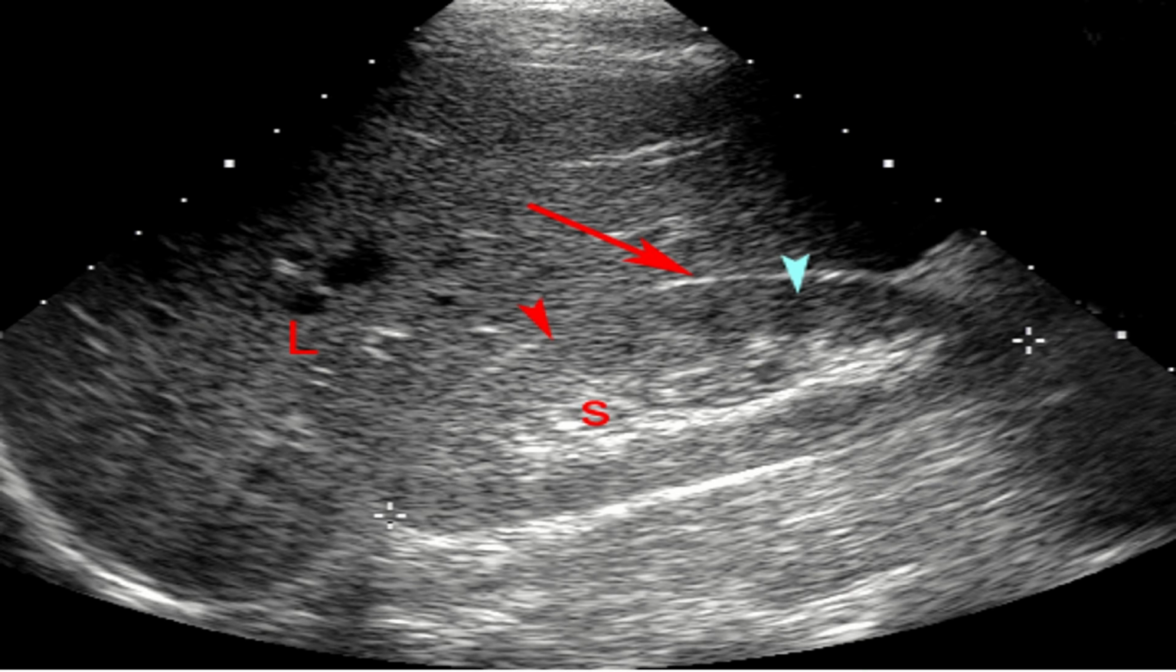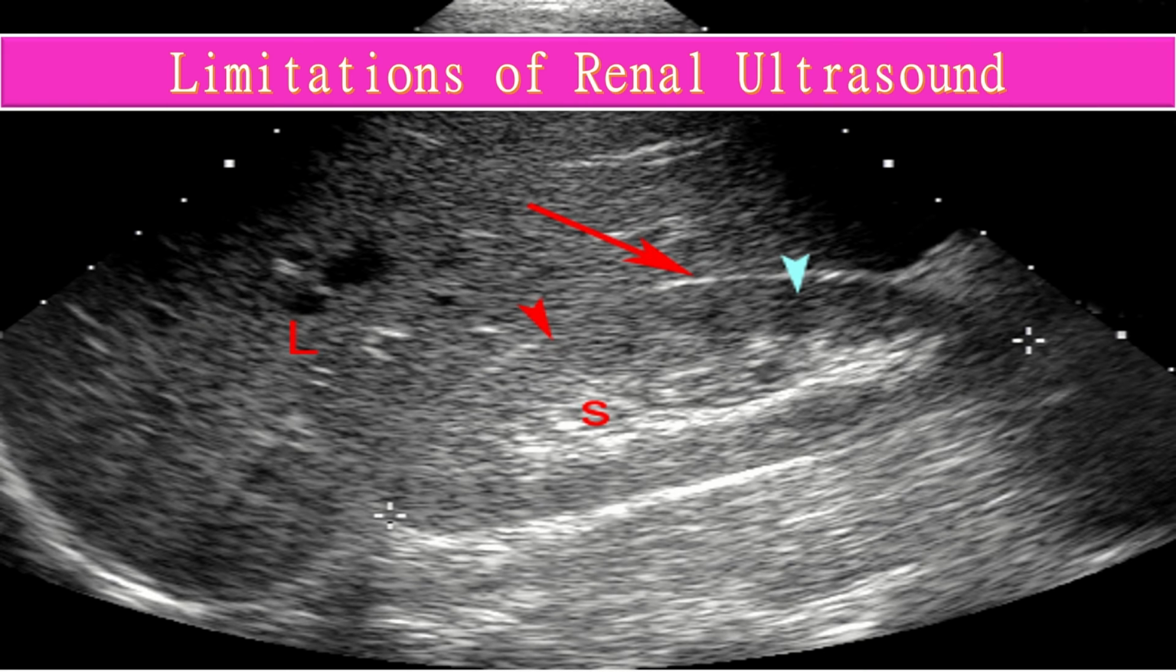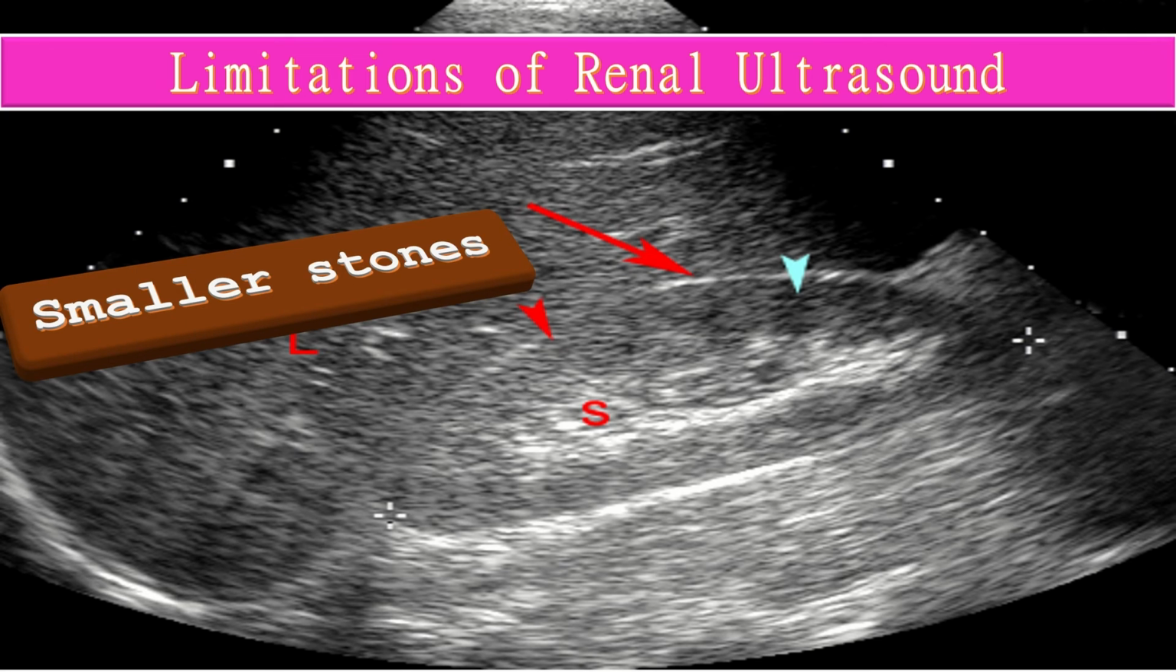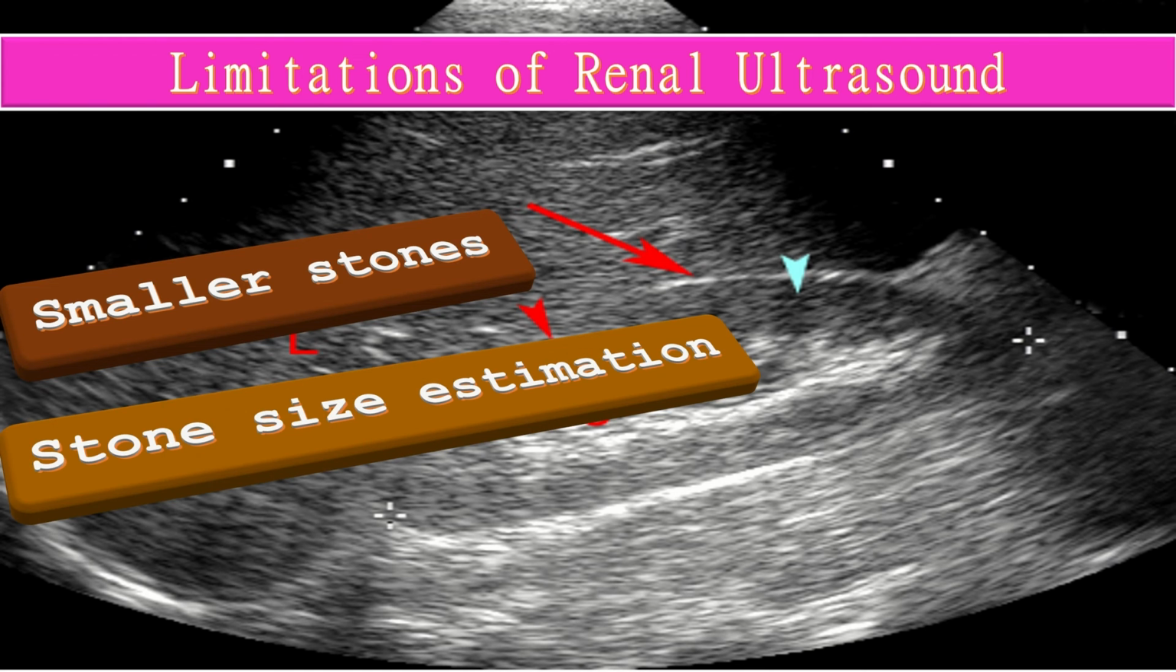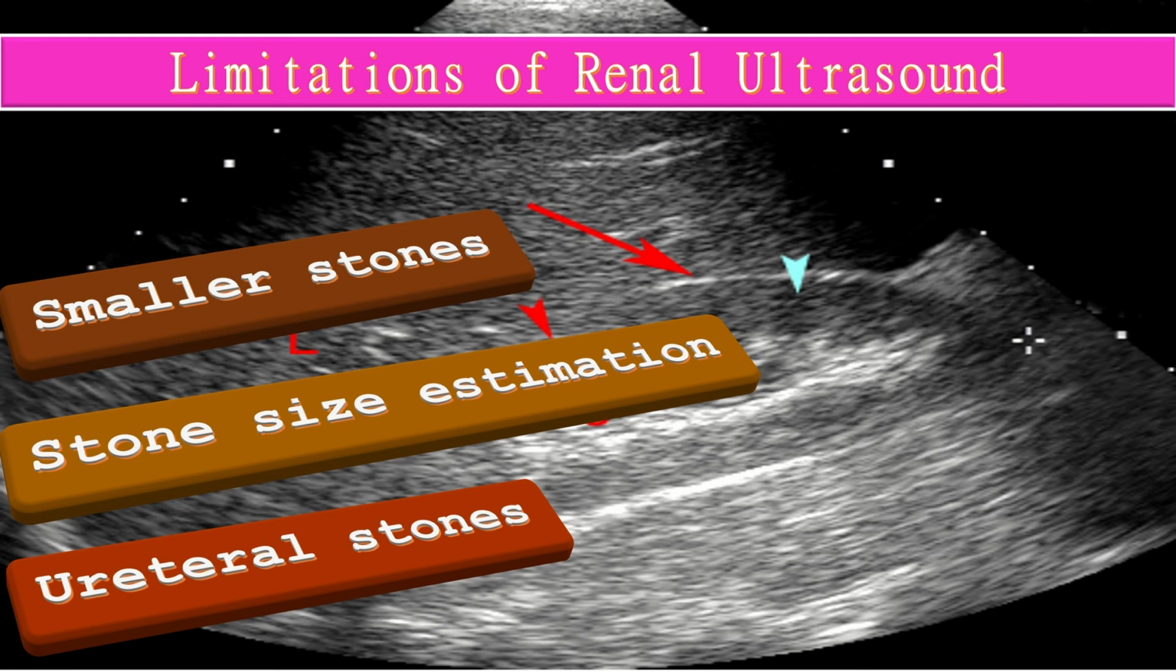There are certain limitations of renal ultrasound as well. First of all, smaller stones cannot be optimally detected, especially those located near the corticomedullary junction or in the ureters. Secondly, stone size estimation cannot be done effectively and is less accurate than with the CT scan. Ureteral stones cannot be effectively visualized, particularly if they are small or impacted.